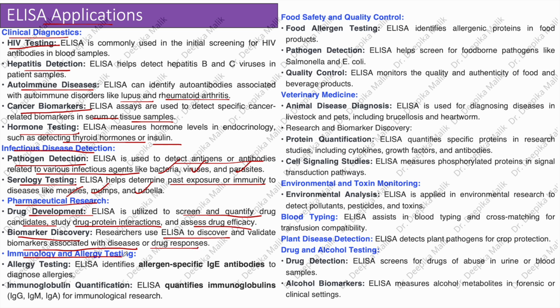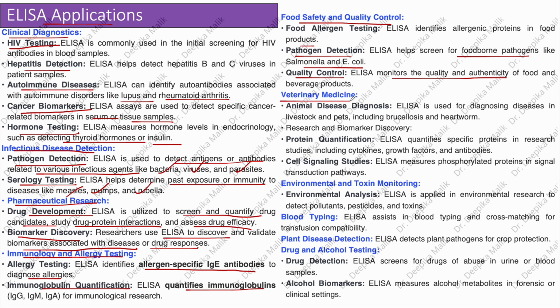Immunology and allergy testing: ELISA identifies allergen-specific IgE antibodies to diagnose allergies. Immunoglobulin quantification: it quantifies immunoglobulins like IgG, IgM, IgA for immunological research. Food safety and quality control. Food allergen testing: ELISA identifies allergenic proteins in food products. Pathogen detection: it can help screen for foodborne pathogens like Salmonella and E. coli. Quality control: it monitors the quality and authenticity of food and beverage products.